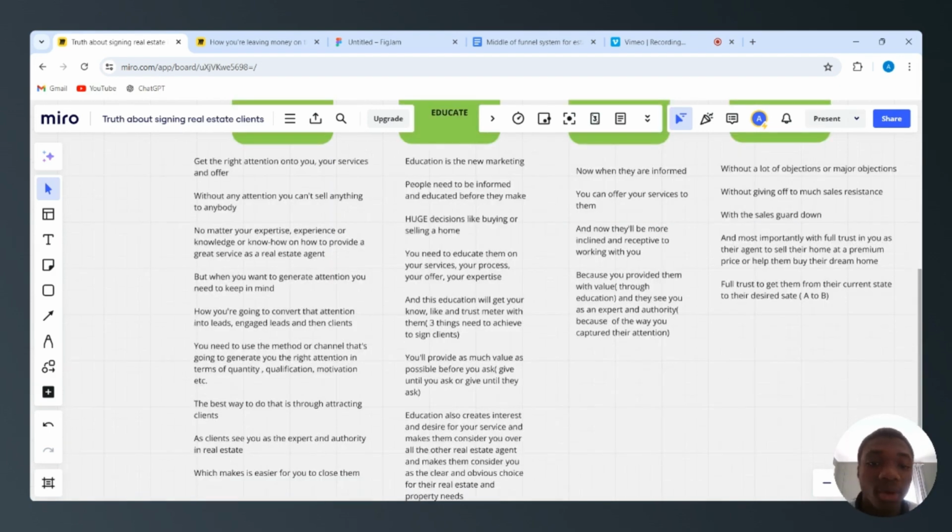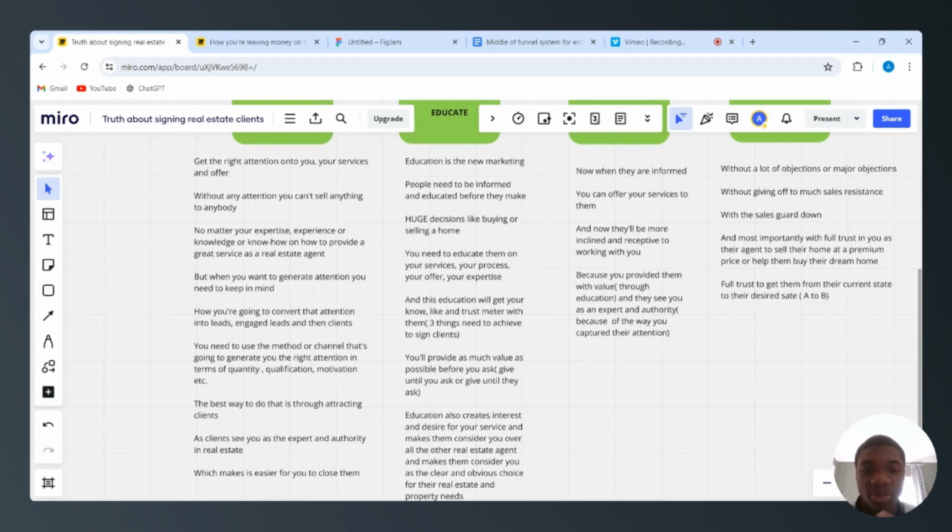So you need to educate them on your services, your process, your offer, your expertise, and this education will get your know, like, and trust meter with them to go higher. Getting clients to know, like, and trust you is what you need to achieve to sign clients. You need to achieve those things to a good level before you can sign clients, because if you don't, you just won't sign clients. It's just not going to happen. If someone doesn't trust you, doesn't know enough about you, and doesn't like you, they're not going to do business with you, literally.